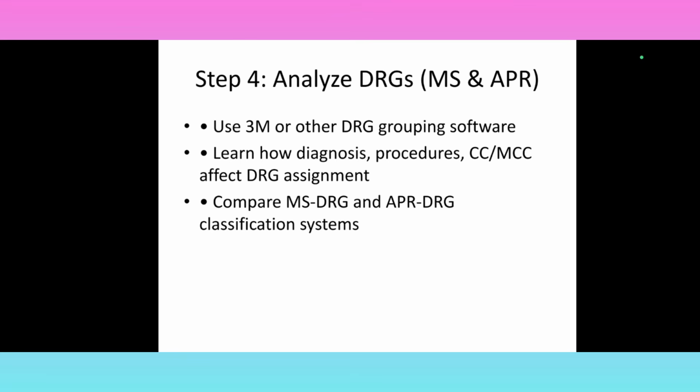And also you have to compare MS-DRG as well as APR-DRG. MS-DRG means Medicare Severity Diagnosis Related Group. APR means All Patient Refined DRG. So the classification you have to understand, that is step number 4.